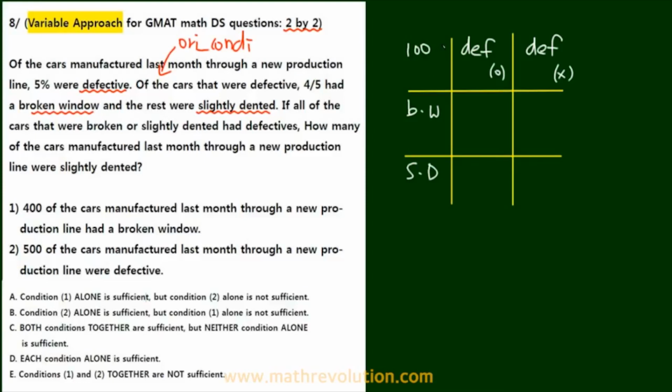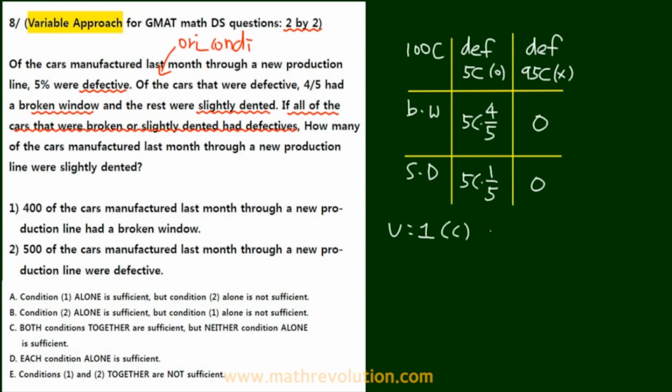Now, if we call 100C the total, then we have 5C for defective and 95C for non-defective, which means that we have 5C times 4 over 5 for a broken window, 5C times 1 over 5 for slightly dented. If all of the cars that were broken or slightly dented had defectives, it means that over here on the right side we have zeros. We have one variable, C. This means that we only need one more equation. And now conditions 1 and 2 are each going to give us an equation, making it likely that D is going to be our answer.